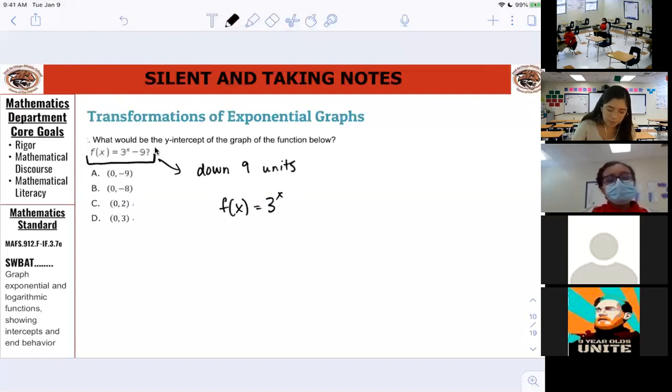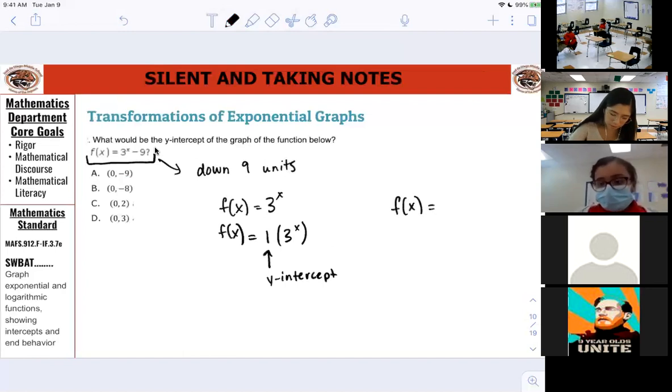So what would be the y-intercept of 3 to the power of x? 1. 1, because 3 to the power of x is the same thing as 1 times 3 to the power of x. So I know that this is my y-intercept. So if that's the y-intercept of the original function, what's the y-intercept when I have 3 to the power of x minus 9? Negative. I want to say -1.